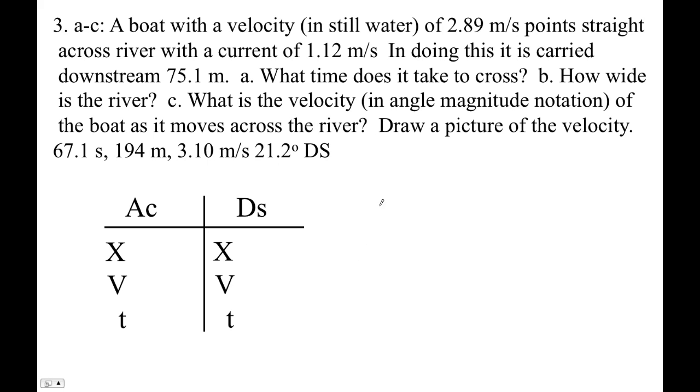Okay, let's do another boat crossing river problem. This is example 3 from that sheet that I gave you. A boat with a velocity in still water, right? That's a town in Minnesota, by the way. It's 2.89 points straight across.